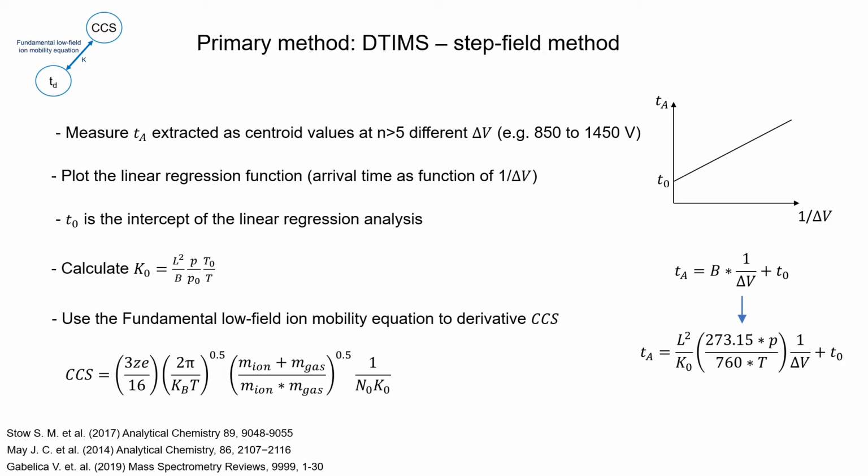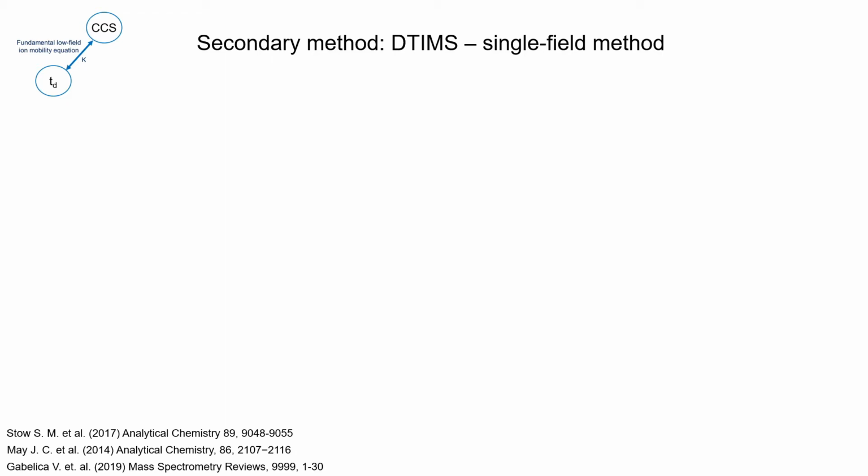Obviously, this method can be only used if we have the pure standards of a compound. And working with standard solution might be okay, although the step field method is not suitable if we want to derive the CCS of an unknown compound present in a complex sample. In this case, we will probably need to couple the ion mobility mass spectrometer to a chromatograph to get advantage of the chromatographic separation and get rid of at least some interferences. To do so, on a drift tube, we should make use of a secondary method, the so-called single field method.